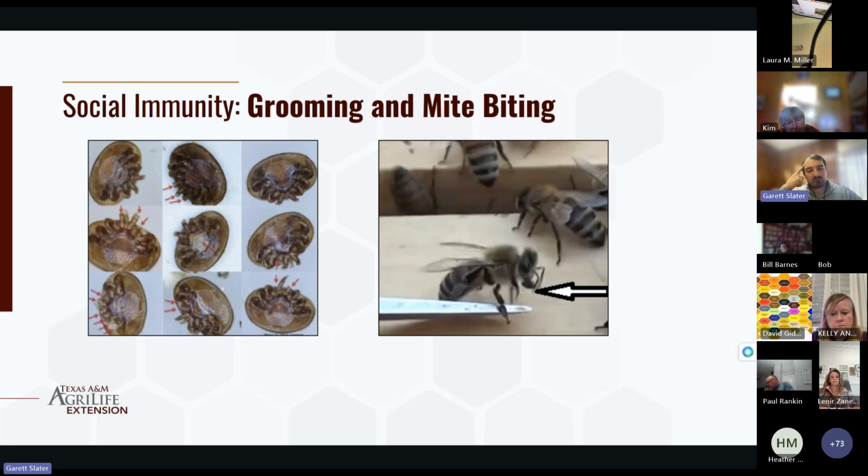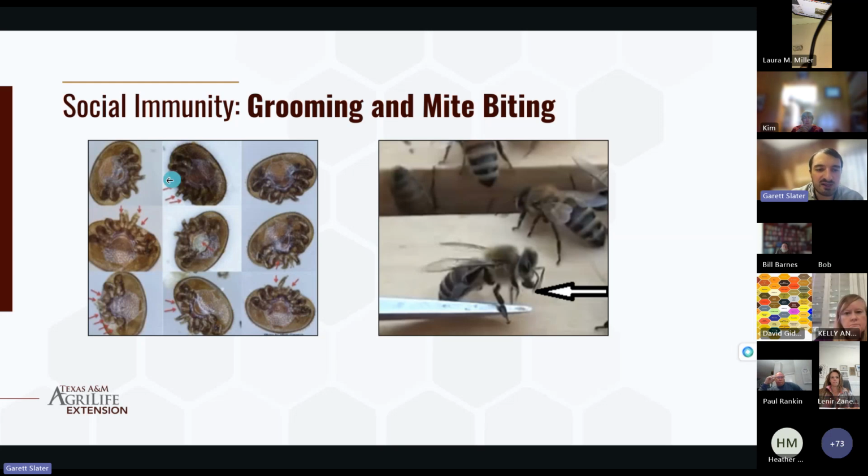And so when I was a PhD at Purdue University, we bred for this trait called mite biting. And this was the ability of the bees to find mites, chew their legs off, and kill them. And so it's a really valuable trait and one thing that we use to breed for mite resistance. And this is what it looks like.